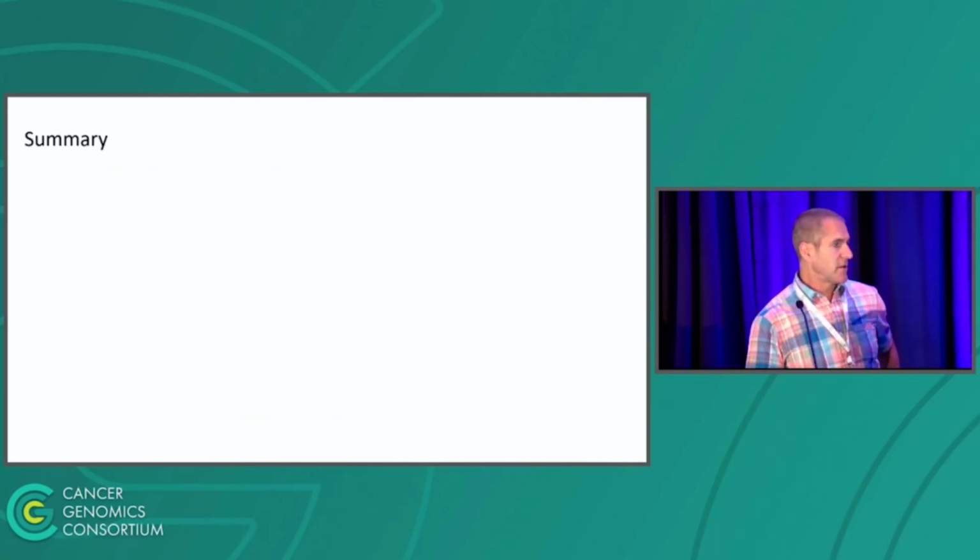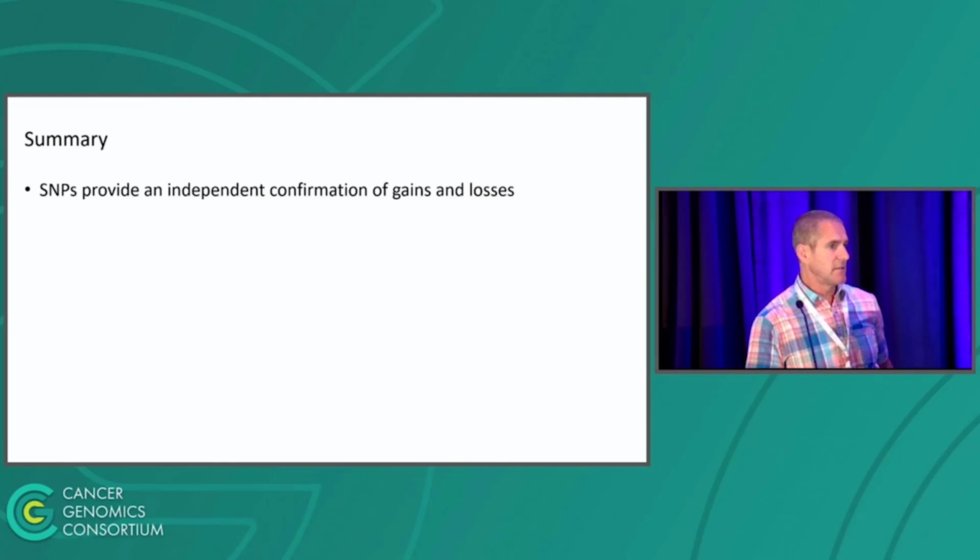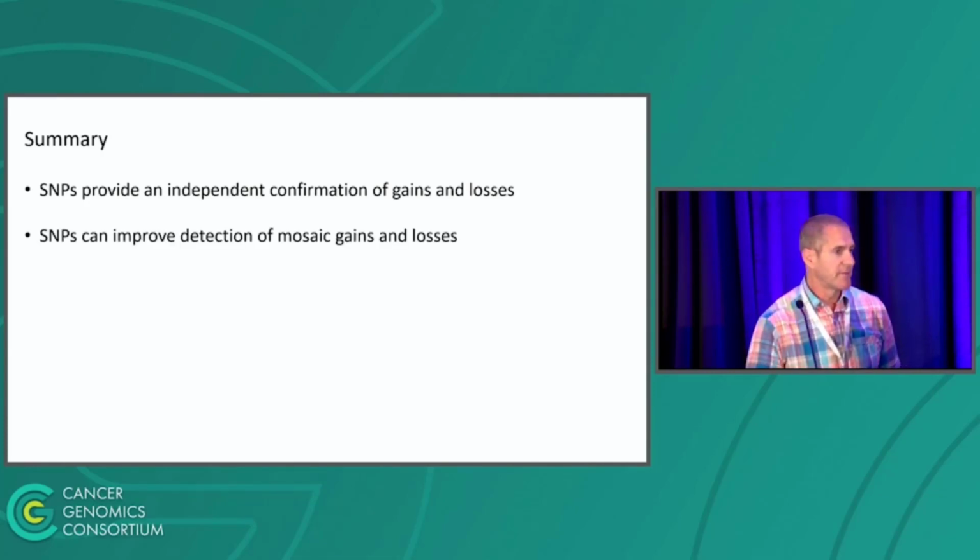So I'm just going to conclude so that we have some time for questions too. As I just stated, the SNPs provide an independent confirmation of the gains and losses as a separate hybridization, but also it can give us this information because it doesn't require the same amount of DNA be present. As long as there's something to genotype, it will work.